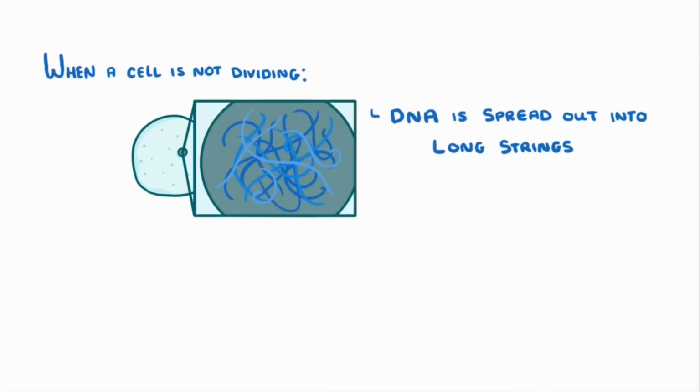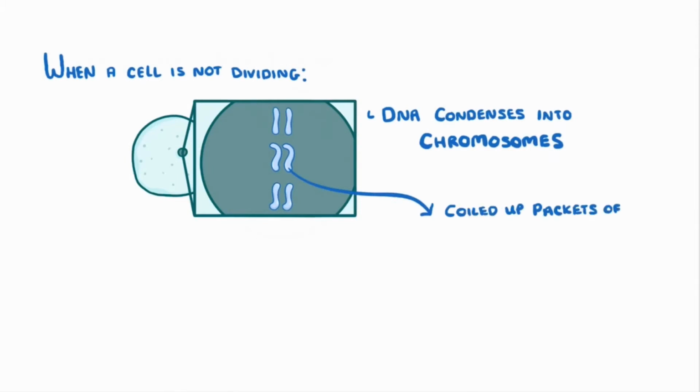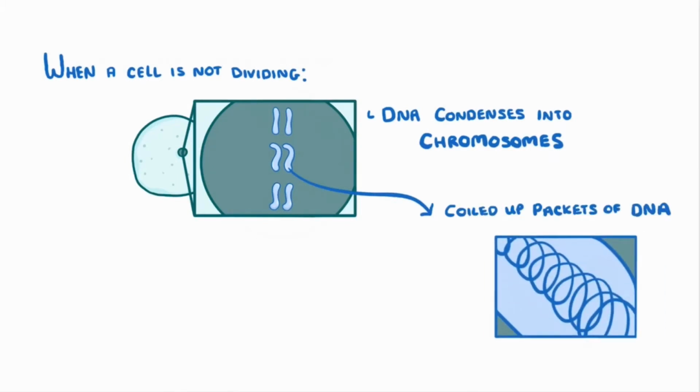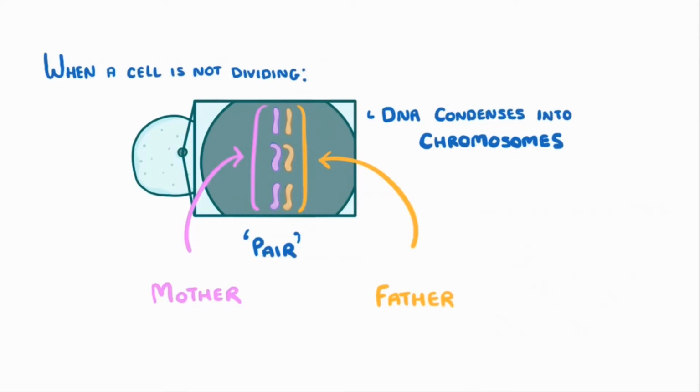However, once the cell starts to prepare for division, its DNA condenses into chromosomes, which are basically coiled up packets of DNA. The DNA of each chromosome contains a large number of genes, and these control the development of different characteristics, such as eye color. Eukaryotic cells, such as animals, have two copies of each chromosome, which we call a pair. One of these copies is from their mother, and the other copy is from their father. Humans have 23 pairs of chromosomes, so in total, they have 46 chromosomes.